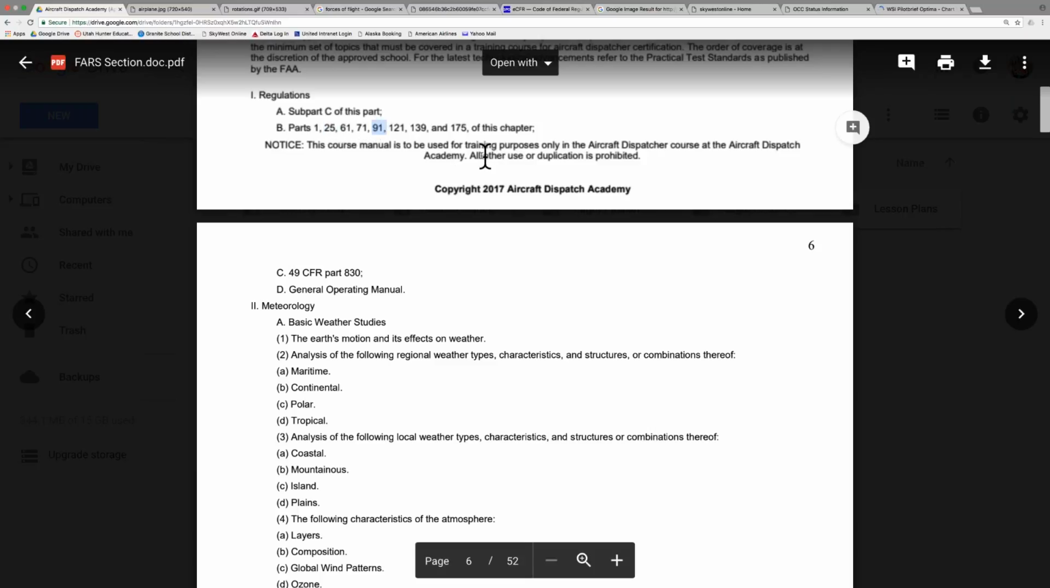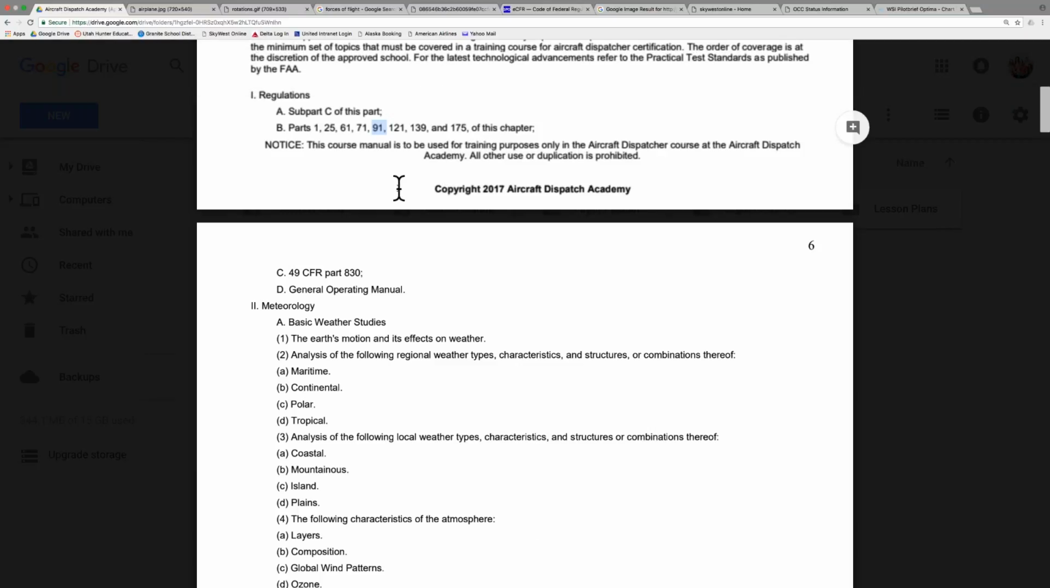25, 61, 71, 91, 117, 119. It's not necessary that we read the entire document because it doesn't necessarily pertain to us as dispatchers on a daily basis, but as far as monitoring and informing the pilot and issuing any pertinent safety information, it is our responsibility to have a basic understanding of those general chapters, per se.